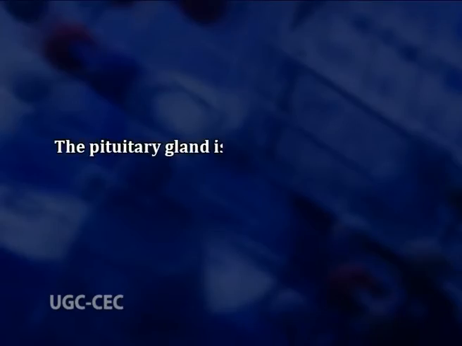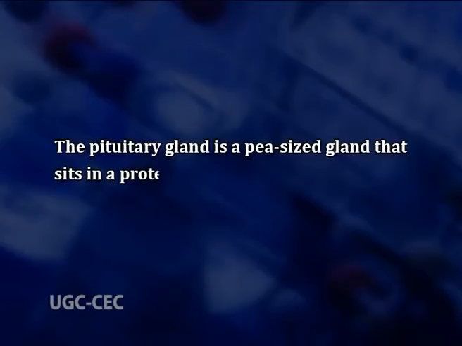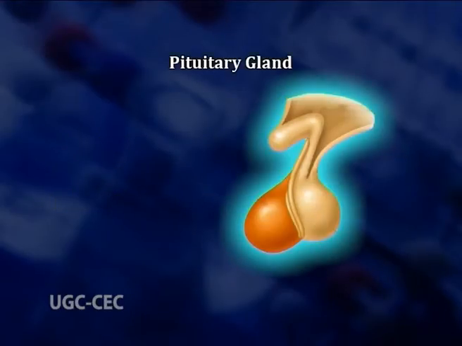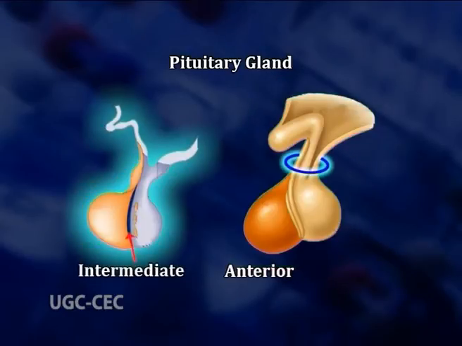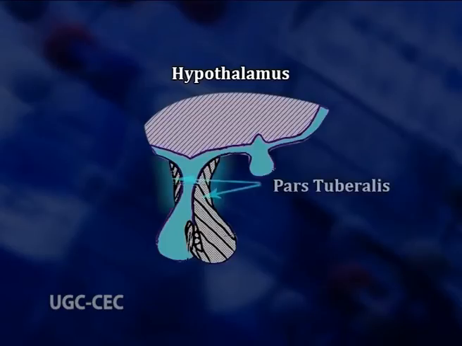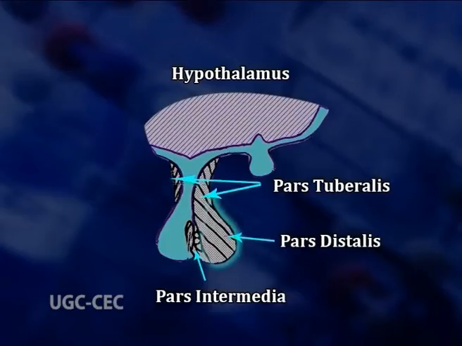The pituitary gland is a pea-sized gland that sits in a protective sphenoid bone enclosure called the sella turcica. It is composed of three lobes: anterior, intermediate and posterior. The anterior pituitary is divided into anatomical regions known as pars tuberalis, pars intermedia and pars distalis. The pars intermedia is also considered as a separate intermediate lobe. The posterior lobe develops as an extension of the hypothalamus.